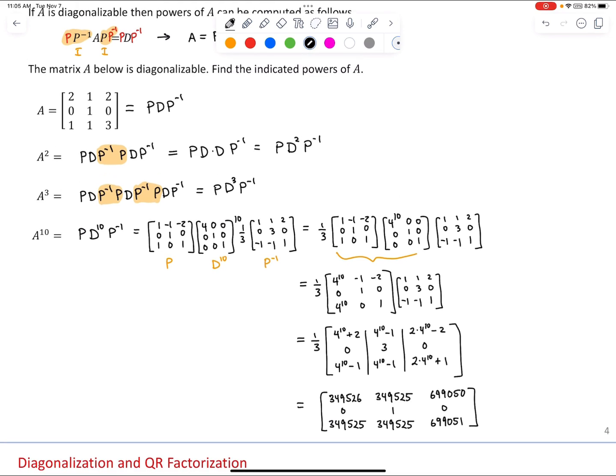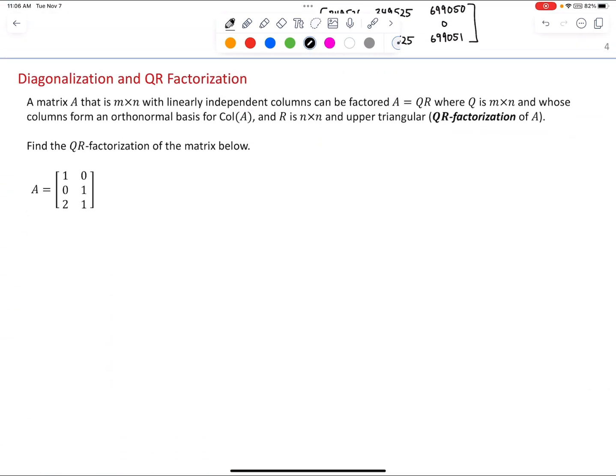Okay, and let's go to our last page. Now this page is about QR factorization, which is the second topic of this lesson. And we just have one page dedicated to what this is. Now a matrix A that is m by n with linearly independent columns can be factored A equals QR, where Q is also m by n, and whose columns form an orthonormal basis for the column space of A, and R is n by n, so square, and upper triangular. And we call this a QR factorization of A.